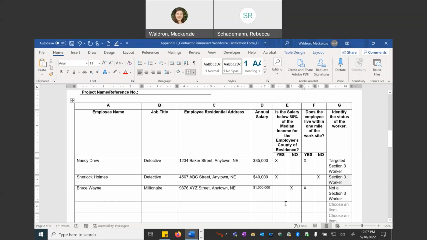Next up is Bruce Wayne. He is a millionaire, also lives in Anytown, Nebraska. His salary is $1 million. He makes well above $45,100. So we are marking no in column E. And he does live within 1 mile of the work site. So in column G, we identify him as not a Section 3 worker.